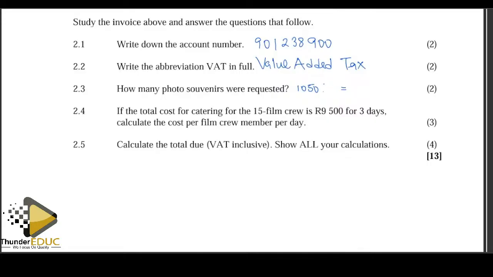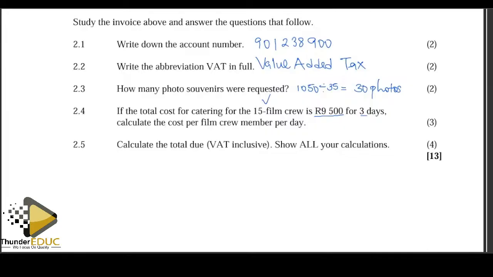Not 5. Divided by 35. So your answer becomes 30 photos. These are the photos that we are asked for. Not potatoes, photos.